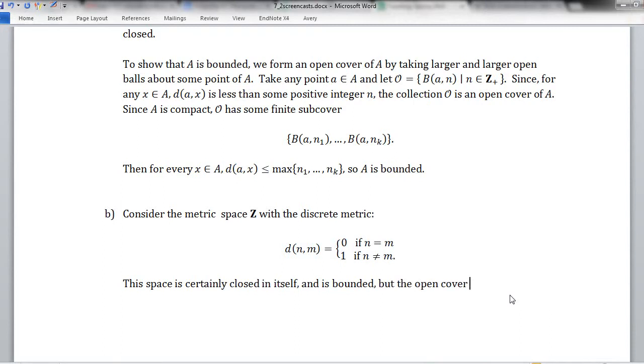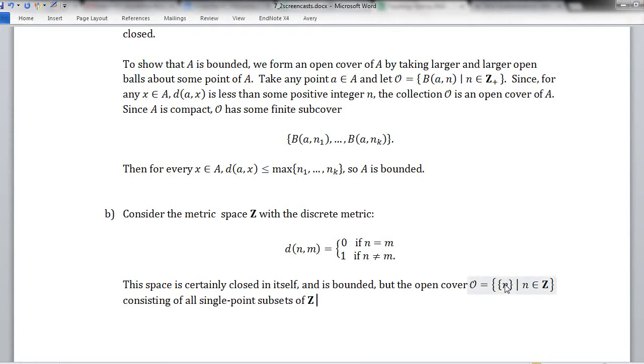So it's closed and bounded, but if we look at the open cover O consisting of all the singletons, okay, so the set consisting just of n for every integer n. Let me say again what that is. That's consisting of all single point subsets of Z. Well, it's open because the discrete metric induces a discrete topology, so all the single point sets are open. Okay, and it certainly covers Z, right, by design.